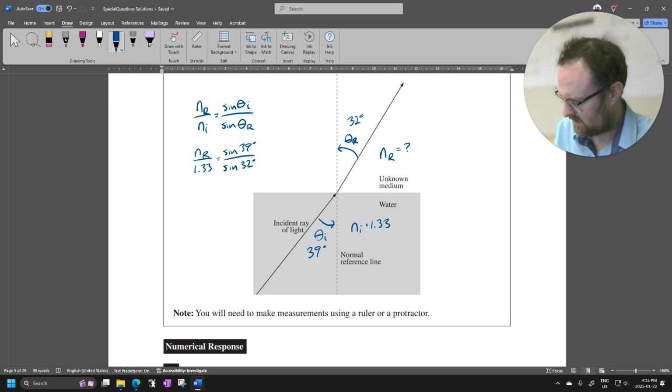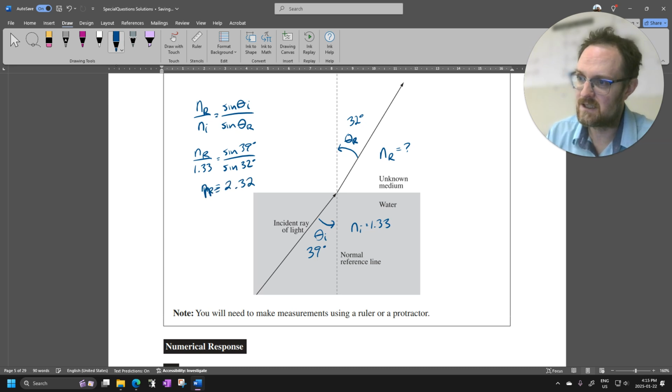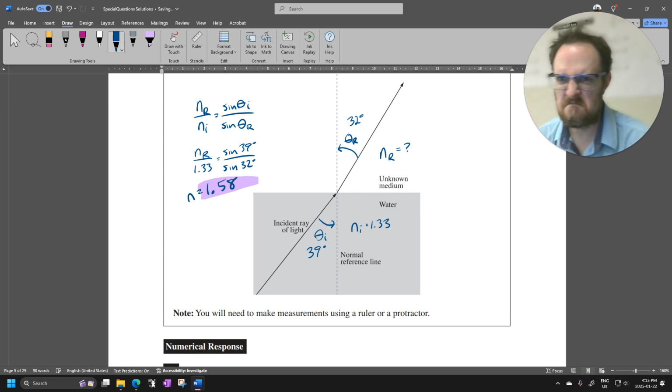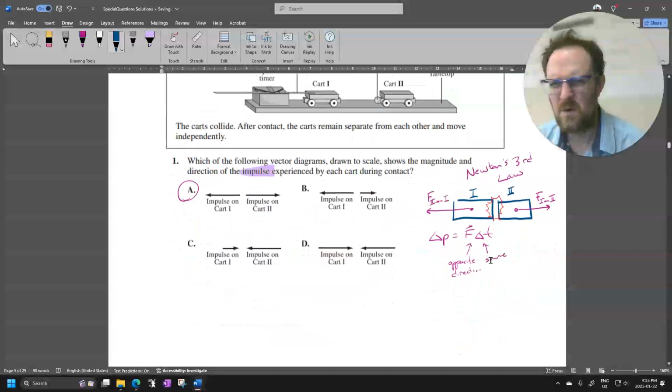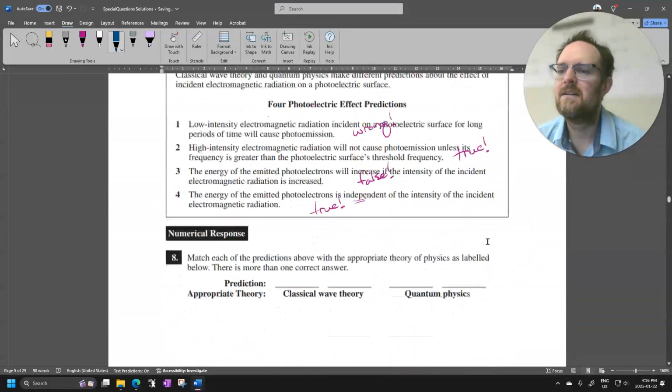That sucks. 1.33 times sine 39 divided by sine 32. There we go. It's a bigger number, but not as big as it was before. Now this is going to work. 1.58. Someone borrowed my calculator for a test, and they changed it. Okay, let's go back down here.